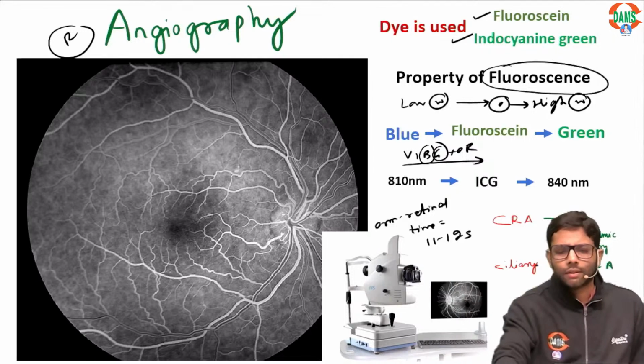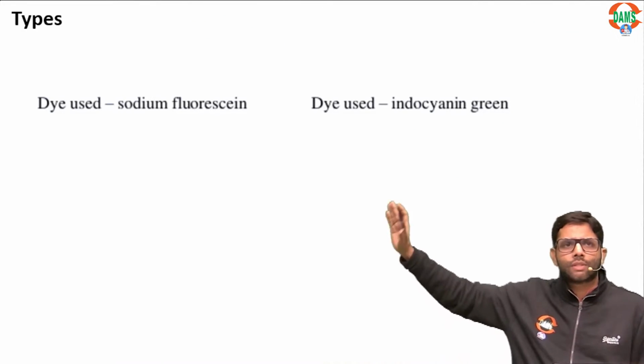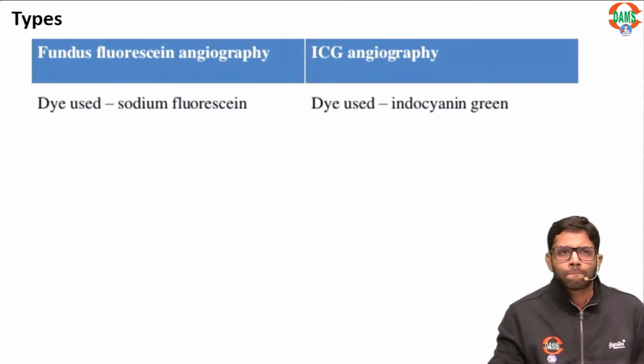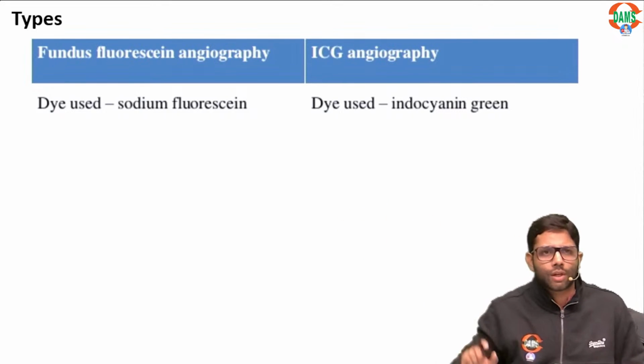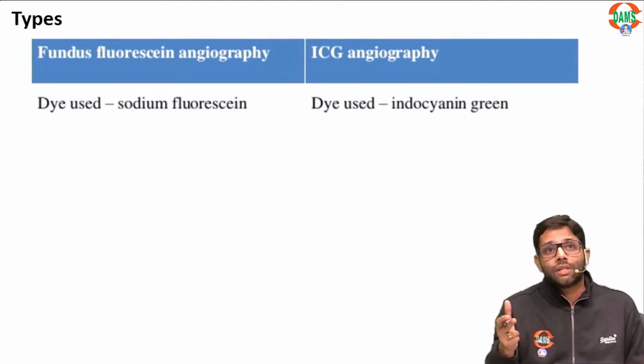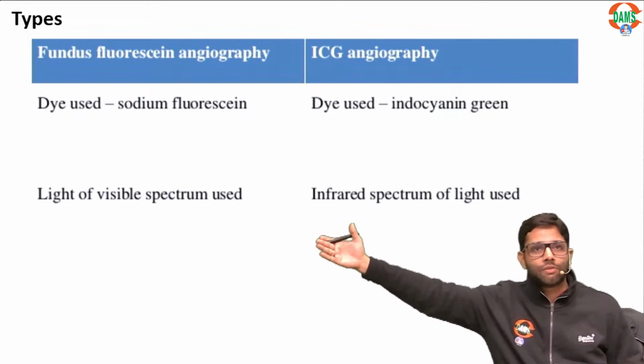Now a factual thing. Angiography. There are two types, na? Fluorescein and indocyanine green, based on which dye is used. Mostly in the exams, fluorescein angiography is asked. ICG is in the infrared spectrum. This is in the visible spectrum, I told you.